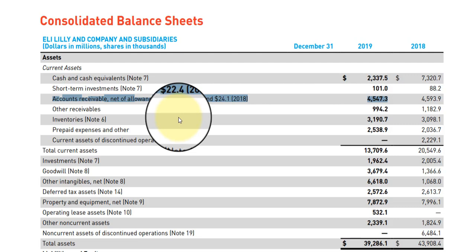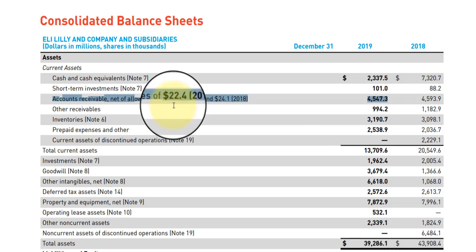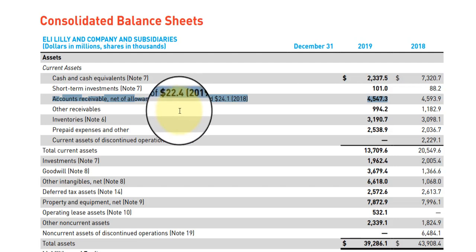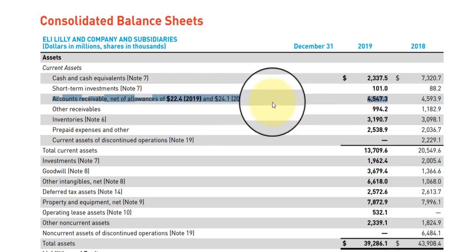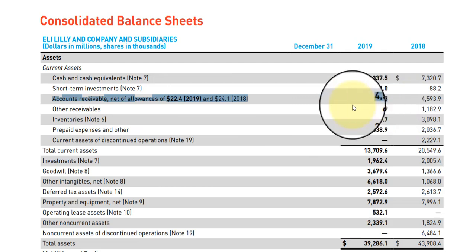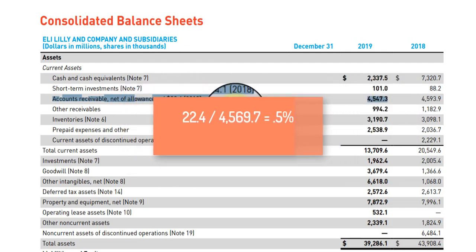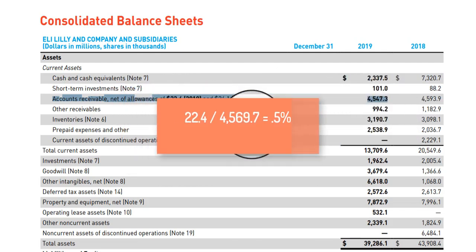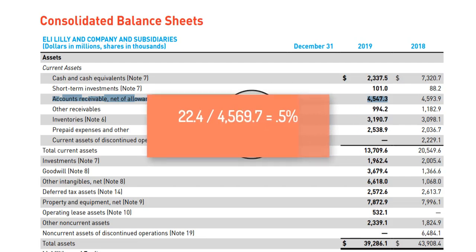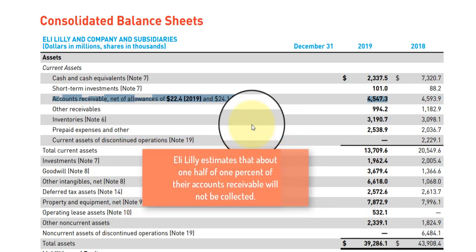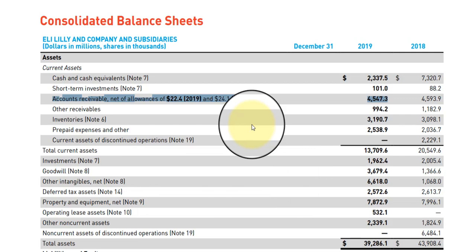Now, if you were asked, well, what does that look like? How much is that? You could take the 22.4 million and divide it by the total between the two, added them together. You would get the percentage that they expect not to collect. Sometimes that's a better indication of what the situation is as a percentage.